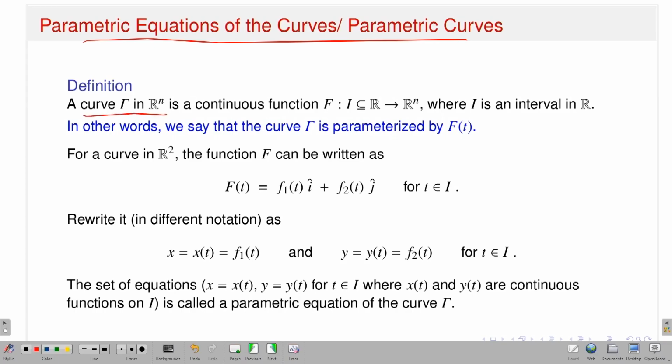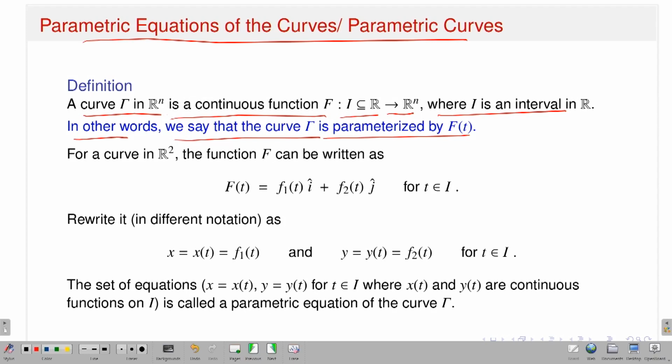A curve gamma in Rn is a continuous function f from a set I, which is a subset of the real line, to Rn. So what is the definition I am giving? I am saying that a curve gamma in Rn is a continuous function whose domain is some subset of the real line, to Rn, where I is an interval in R. In other words, we say that the curve gamma is parameterized by the function f(t). So I have a continuous function F from the set I, which is a subset of the real line, to Rn.